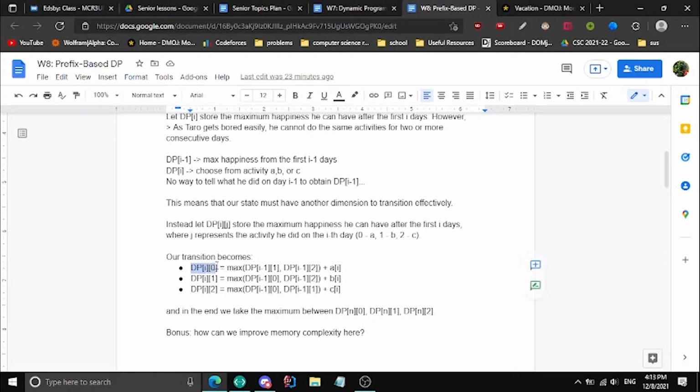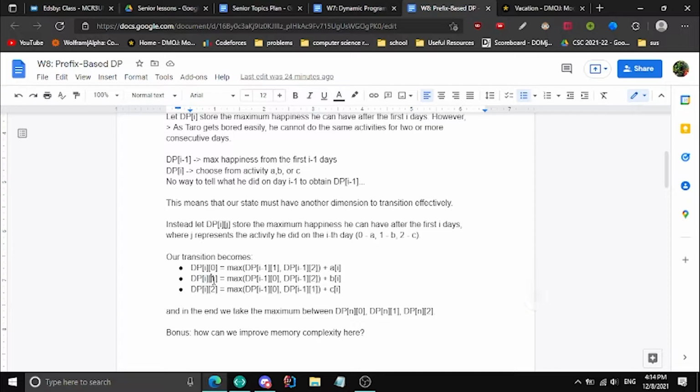So dp at I at 0 stores the maximum happiness he can have on the first I days if he chooses activity A on the ith day, right? And so on the I minus 1 day, he must have chosen activity B or C, and he'll add on the happiness he gets by choosing activity A on day I. And so we'll take the maximum between choosing activity B and choosing activity C on day I minus 1, and then add on the happiness he gets if he chooses activity A.